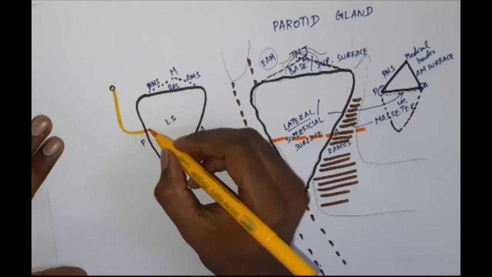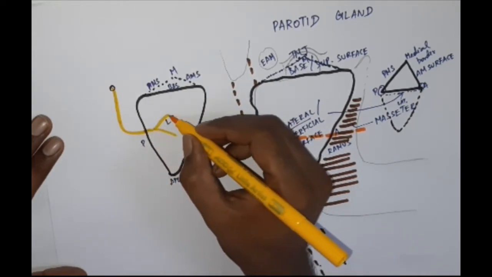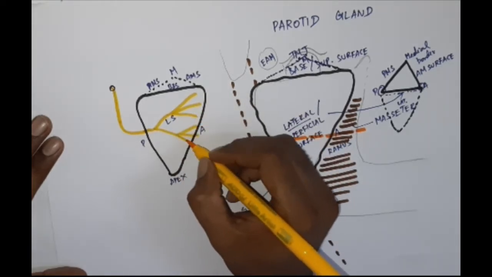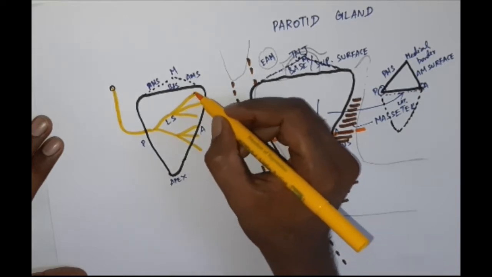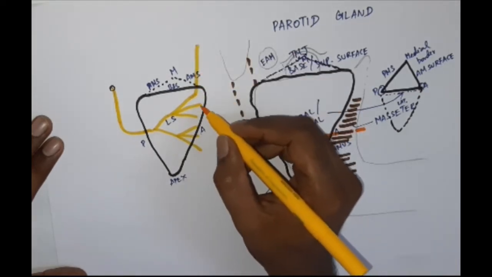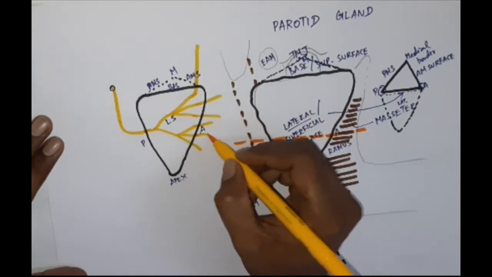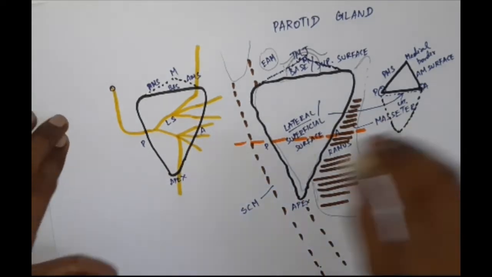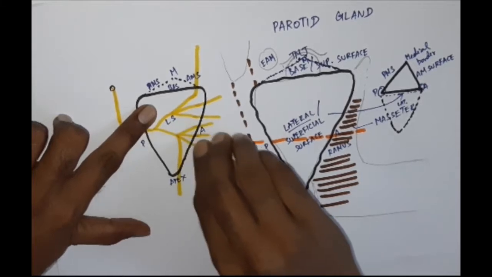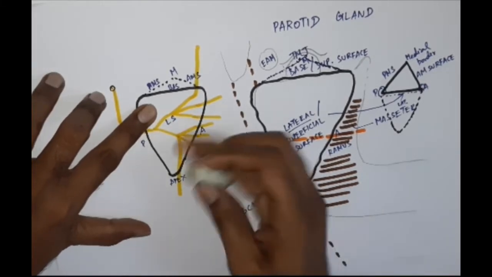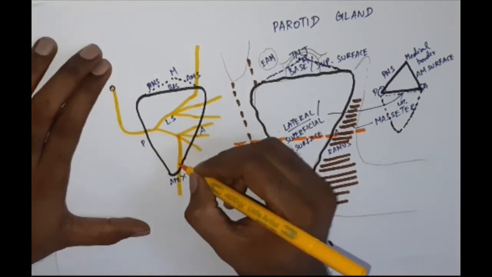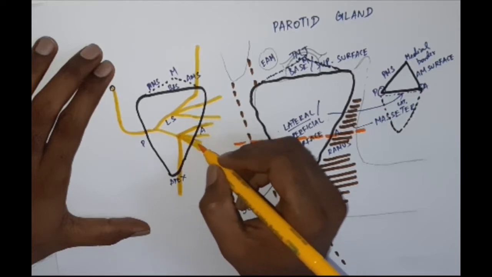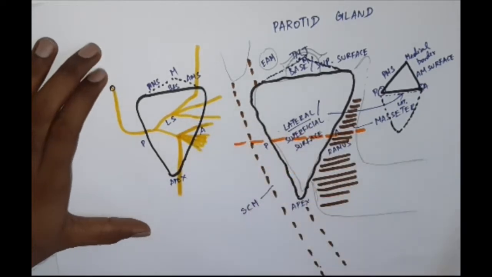It gets into the gland, divides into two branches. The two branches divide into again three more branches. This pattern is called as pes anserinus. One of the branches goes upwards, one of the branches comes in front, two branches, and this one comes down. Okay, this one, there is no branch here, so this I will make it as one single branch.